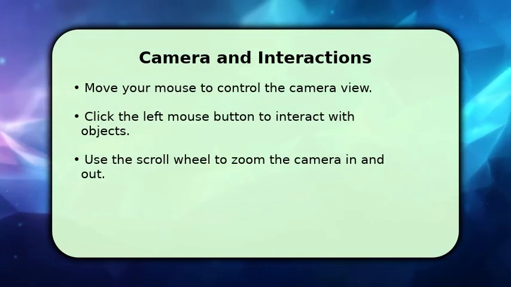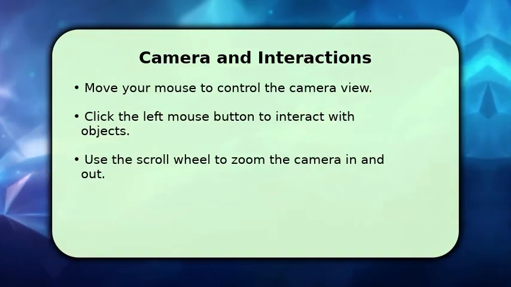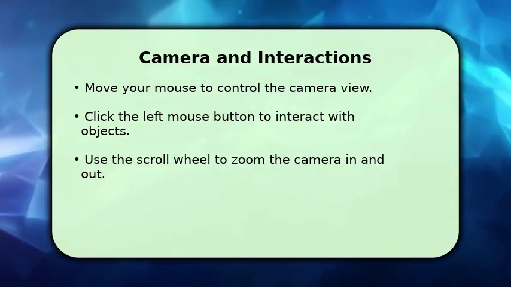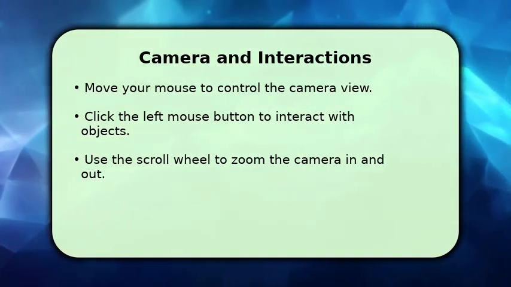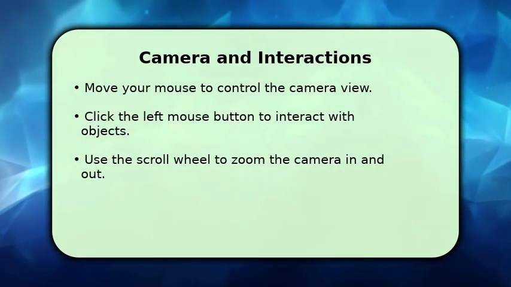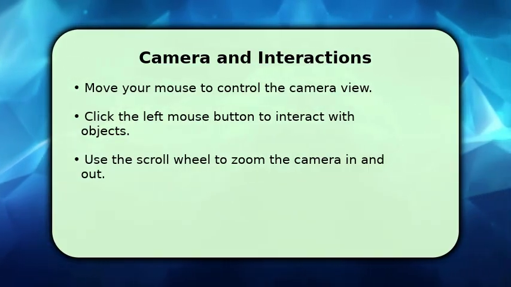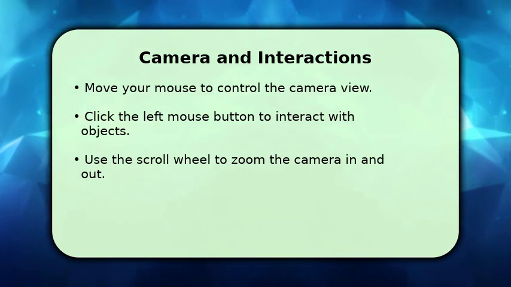Controlling your camera and interacting with the world is intuitive. Move your mouse to freely look around and adjust your camera angle. To interact with items, click the left mouse button. This action can pick up objects, activate buttons, or attack. You can also use your mouse's scroll wheel to zoom the camera in and out.